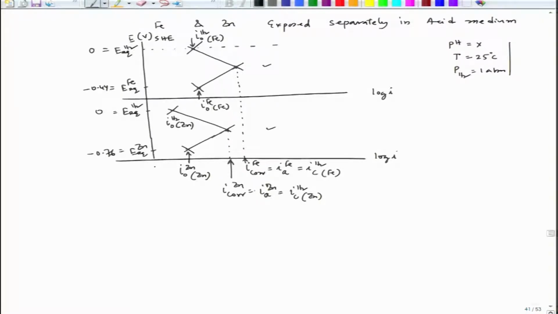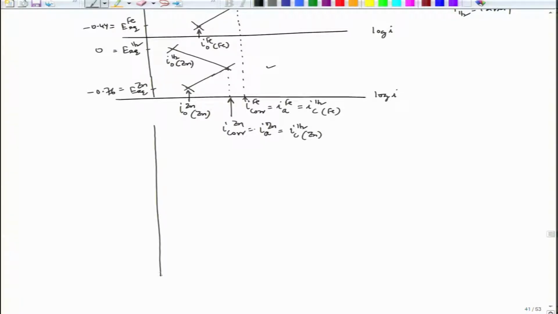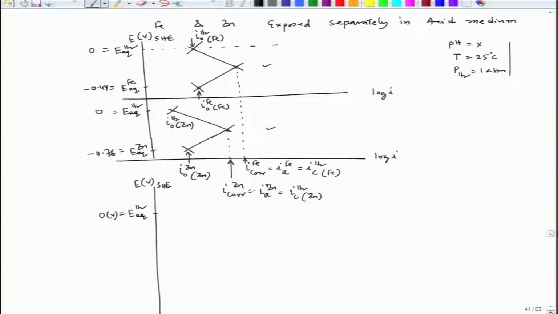So, if we combine them, let us combine them. Now, this E equilibrium hydrogen, which is 0 volt, does not change for both the metals. Now, what we are doing individually, in this particular situation, iron and zinc both are separately exposed in that acid medium. But here now, if this is my iron piece and this is my zinc piece, both are now connected galvanically. So, we have a situation like this. So, this is iron, this is zinc. So, that case what would happen.